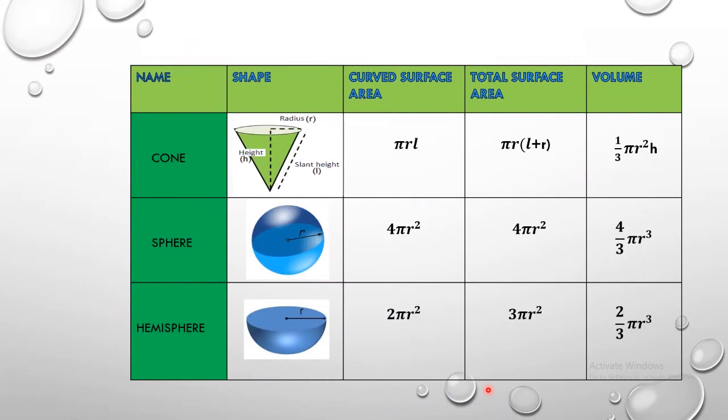We'll go through the formulas once again. For cone, curved surface area will be pi rl, total surface area pi r(l + r), volume 1 by 3 pi r square h. Sphere, only one surface is there, so curved surface area and total surface area will be 4 pi r square. Volume 4 by 3 pi r cube. Hemisphere, half of sphere, so curved surface area 2 pi r square, total surface area 2 pi r square plus pi r square forms 3 pi r square, and volume half of sphere, which is 2 by 3 pi r cube.